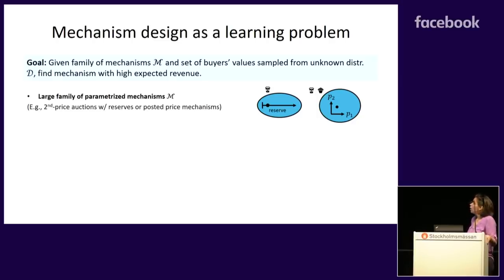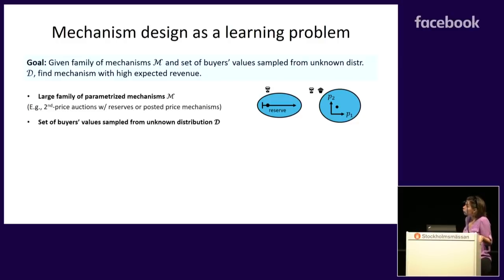Okay, so we fix a problem that we want to solve. We fix a large, infinite parameterized family of mechanisms for these problems. And actually, the families of mechanisms that I gave as examples here are infinite. For example, for second price auctions with reserve prices, the parameter itself can take continuous values.